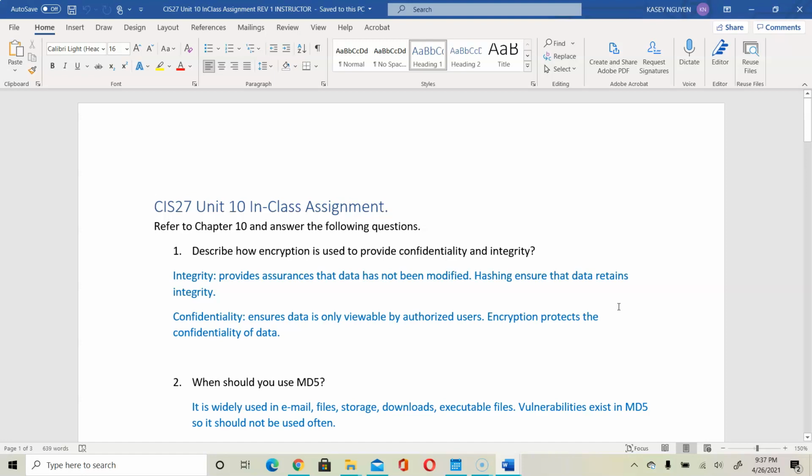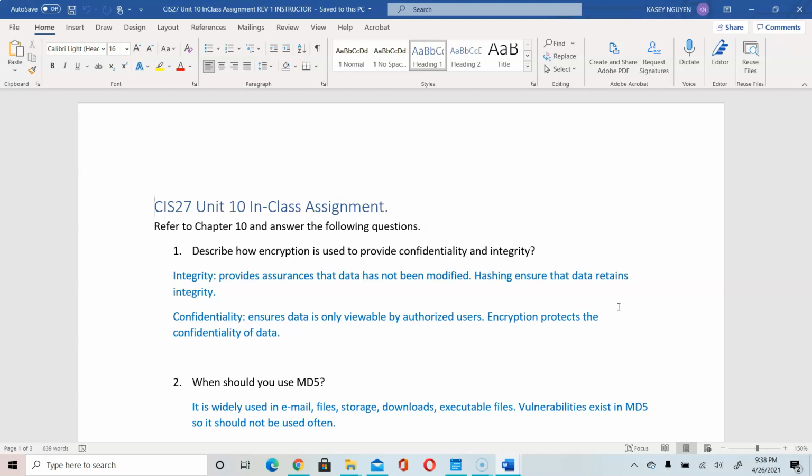So in our assignment, we will begin with answering the questions by referring to the notes in chapter 10. For number 1, it asks you to describe how encryption is used to provide confidentiality and integrity. Encryption is used to provide integrity in that it gives you assurance that the data has not been modified, and hashing ensures the data retains its integrity. Confidentiality ensures that data is only going to be viewable by authorized users, and with that we often implement an authentication method with encryption. So encryption protects the confidentiality of the data.